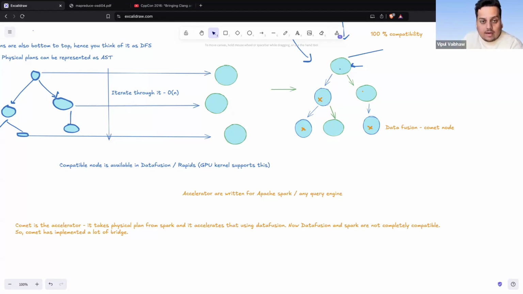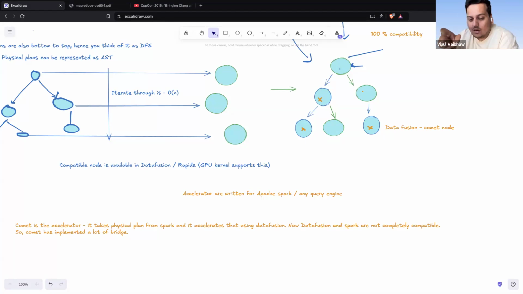Are Tiger Beetle and ClickHouse modern databases? Yeah, Tiger Beetle is also native SIMD, but you have to realize Tiger Beetle and ClickHouse are very different. That's a good question, Akshay. I'll come back to that. Tiger Beetle is mostly a write-only operation, so it's an OLTP type of database. ClickHouse is an OLAP database.